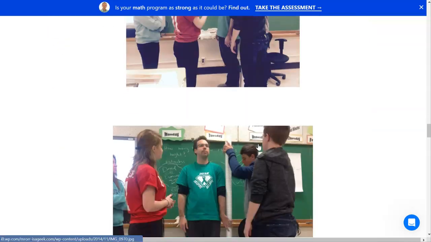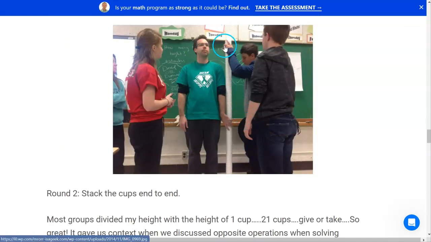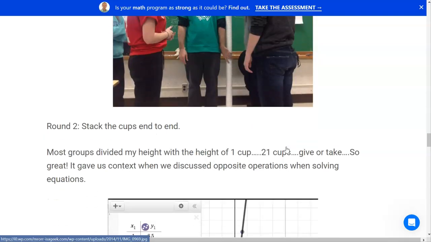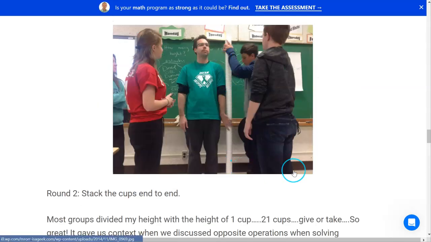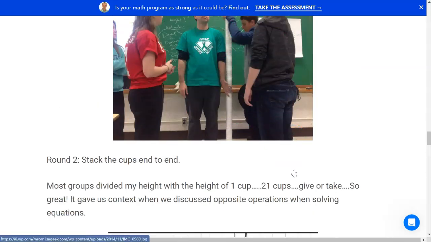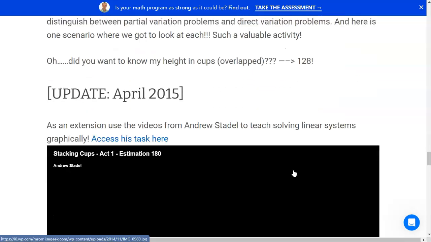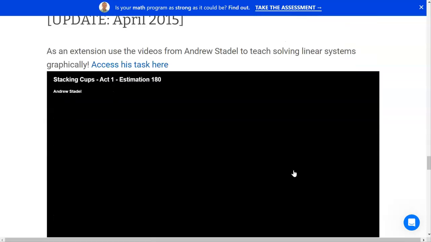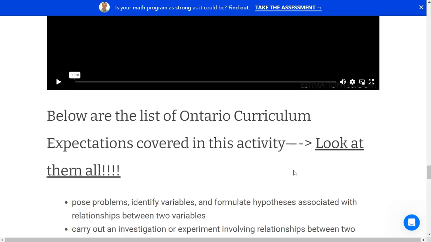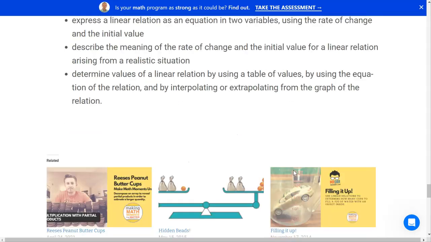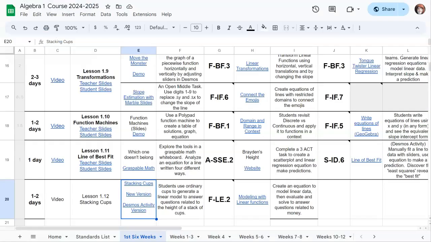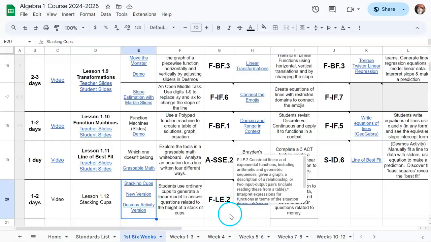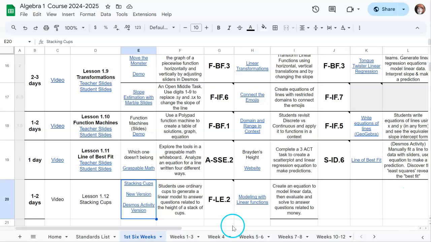And then they'll go on to use their model to verify, and here they are stacking the cups to be the height of their teacher, which is kind of fun. I don't know about you, though. I don't know if I have enough cups to do all that. You may or may not be able to do that. We'll see. They have video in here that you can view, and wow, look at all the standards you can hit by this one activity. So you think you're eating up a lot of time, but what you're really doing is covering a lot of standards in a very interesting way.